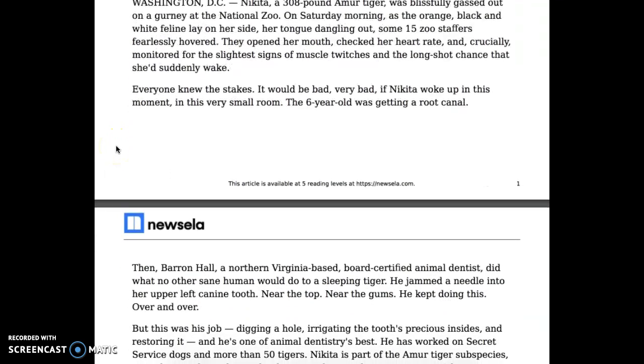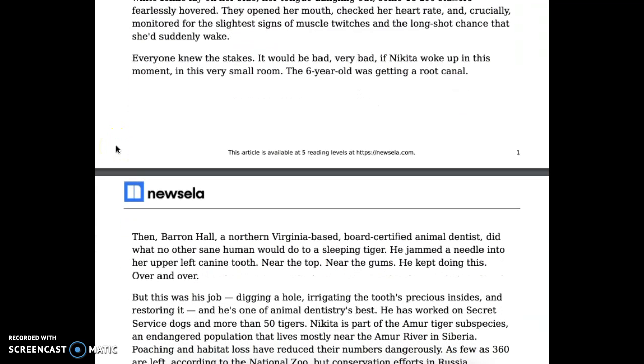Paragraph 2. Everyone knew the stakes. It would be bad, very bad, if Nikita woke up in this moment, in this very small room. The 6-year-old was getting a root canal.